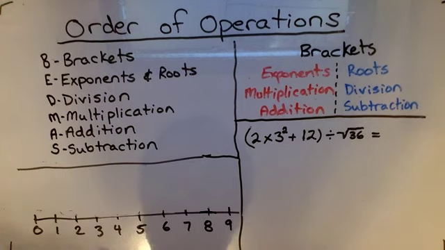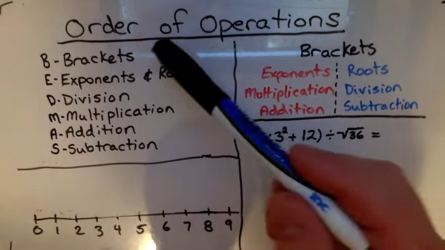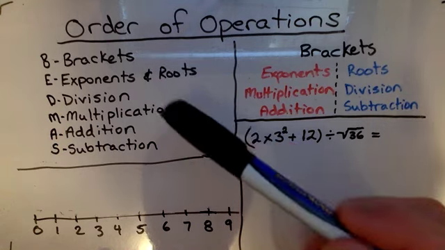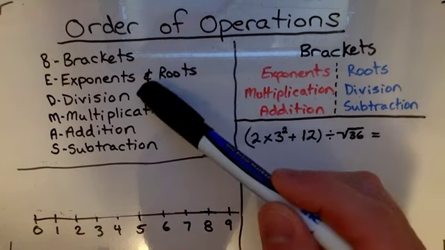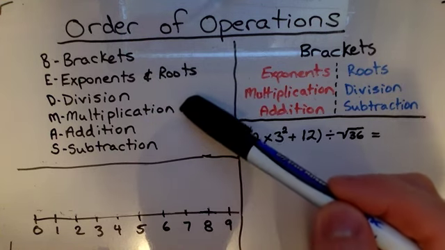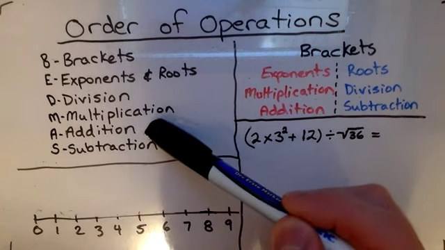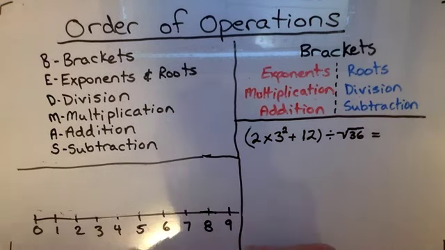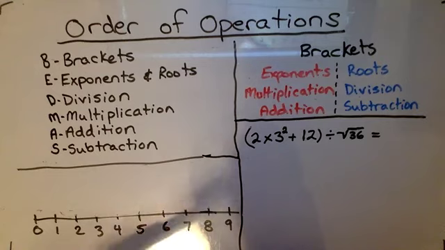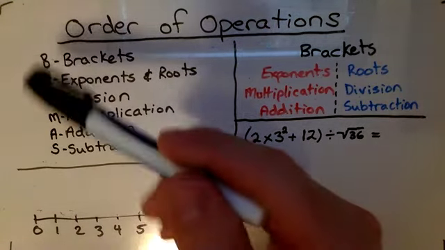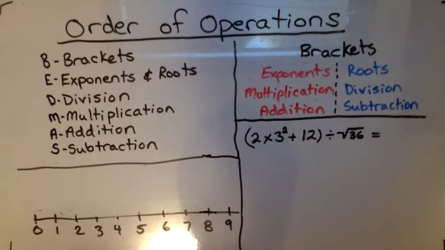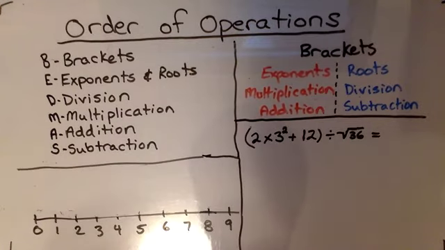So, with the acronym BEDMAS, what that stands for is brackets, and I'll get to what brackets are later. They're a little bit of an exception. Exponents and roots is what E stands for. D stands for division, M stands for multiplication, and A stands for addition, and S for subtraction. So the idea is that you are going to start at the top here and work your way down through these different operations.